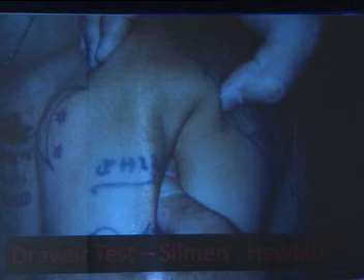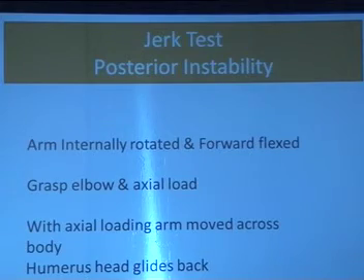In addition, also do a drawer test, where you sit along with the patient and hold the proximal humerus, stabilize the scapula, and move the humeral head anteriorly and posteriorly and see how much laxity there is anteriorly and posteriorly. That's a drawer test which needs to be done. And a jerk test gives us an indicator of posterior instability, which though uncommon, needs to be addressed preoperatively.